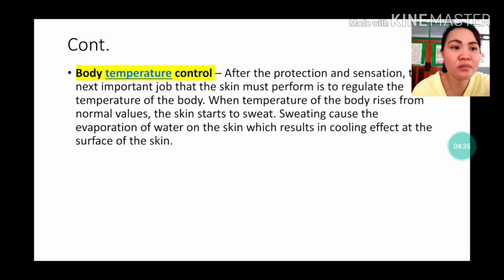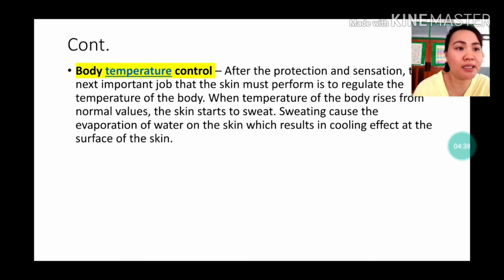Next we have body temperature. Our skin controls our body temperature. After protection and sensation, the next important job that the skin must perform is to regulate the temperature of the body. For example, if it's cold, our body regulates our temperature so that we will not feel cold. When the temperature of the body rises from normal values, the skin starts to sweat. Sweating causes the evaporation of water on the skin, which results in a cooling effect at the surface of the skin.